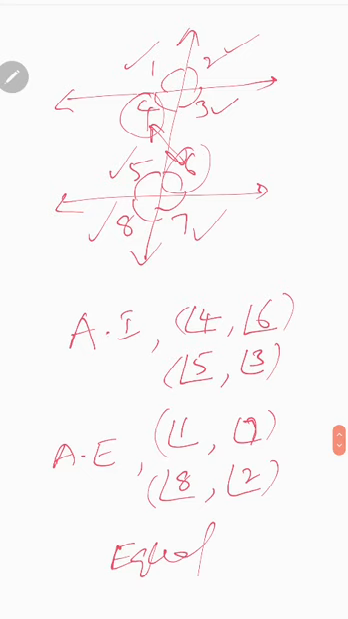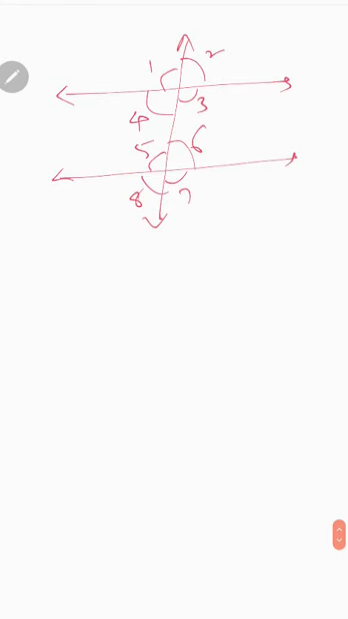Alternate interior and exterior angles are always equal. And you have to remember here only one special condition: if the intersected lines are parallel, at that time all of these are possible.